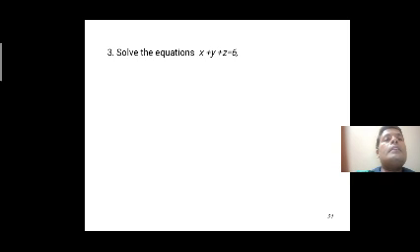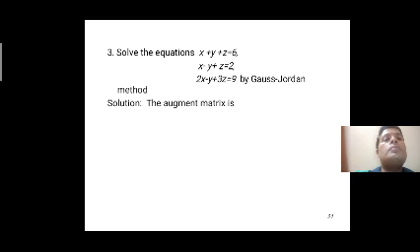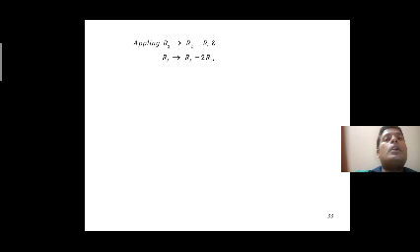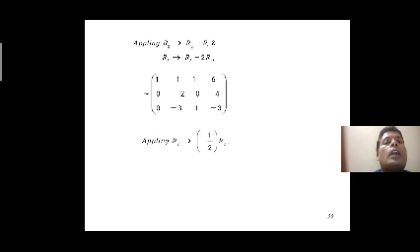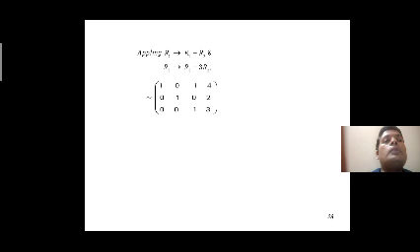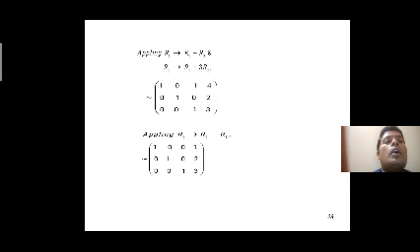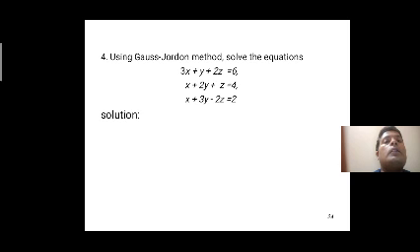Similarly, we have to apply the same procedure to problem 3. First you write the augmented matrix and do the row operations: R2 gives R2 minus R1, R3 gives R3 minus 2 R1, and R2 gives minus 1 by 2 R2. Finally we have to get, by using the row operations, the form 1 0 0 alpha, 0 1 0 beta, 0 0 1 gamma. Here we get the result x equal to 1, y equal to 2 and z equal to 3.